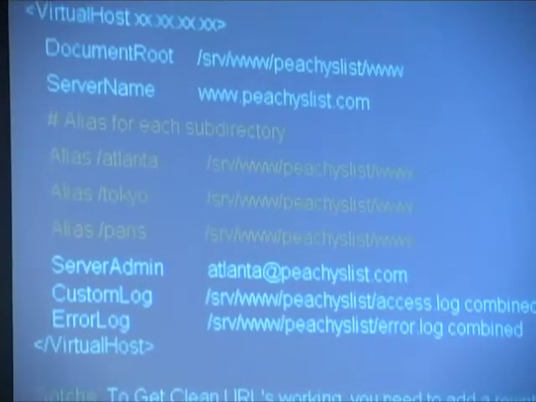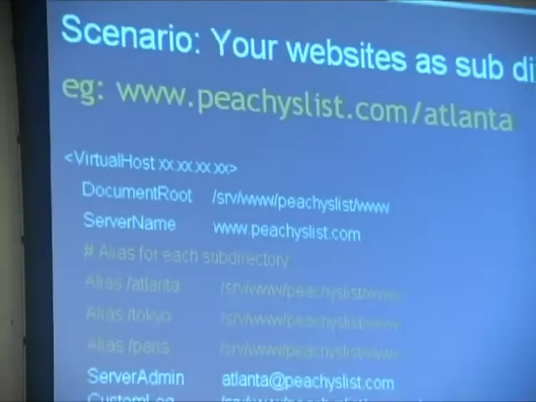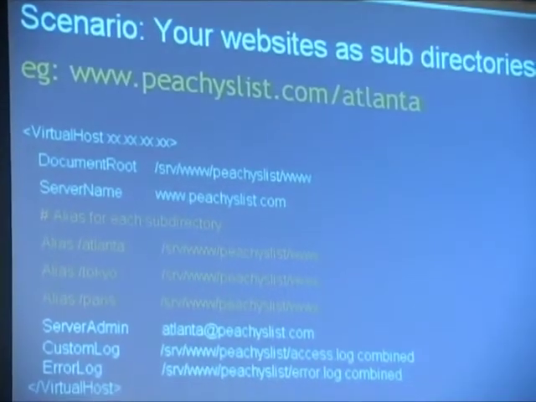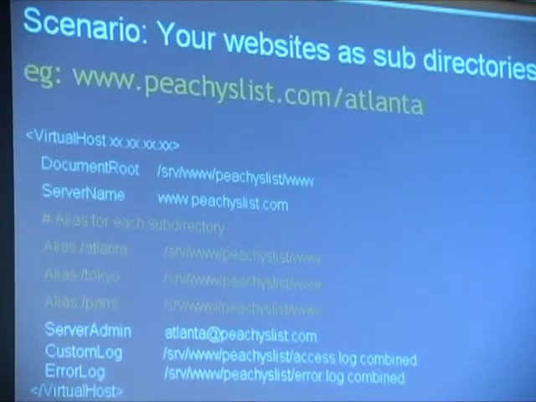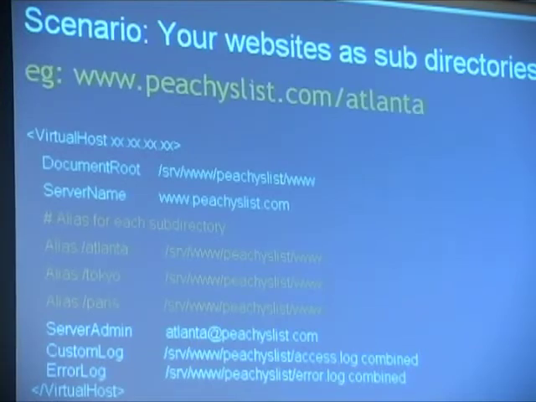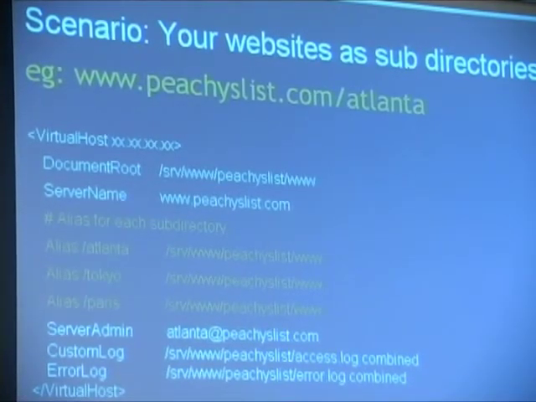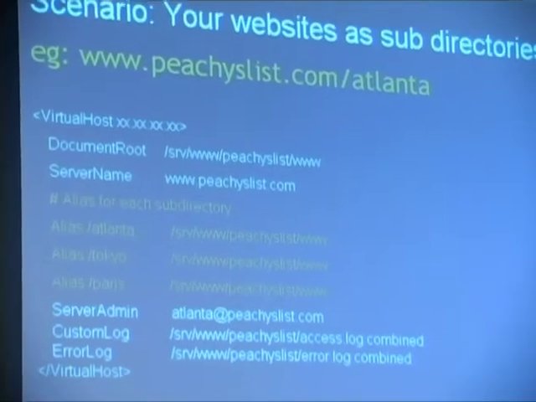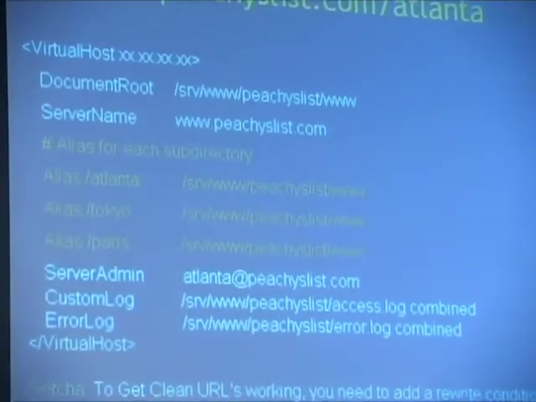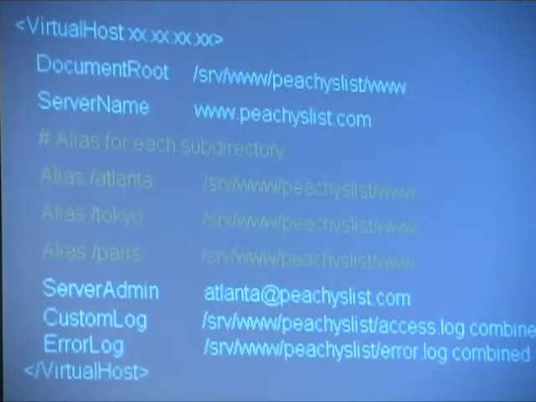And another example, if you wanted a different approach where you don't want to go to london.peacheslist.com or tokyo.peacheslist, but instead you want to go to peacheslist/London, you can use a directive called alias. It basically allows you to set up an alias on your virtual host so that when traffic comes in with a /London, Apache will redirect it back to your main Drupal installation.